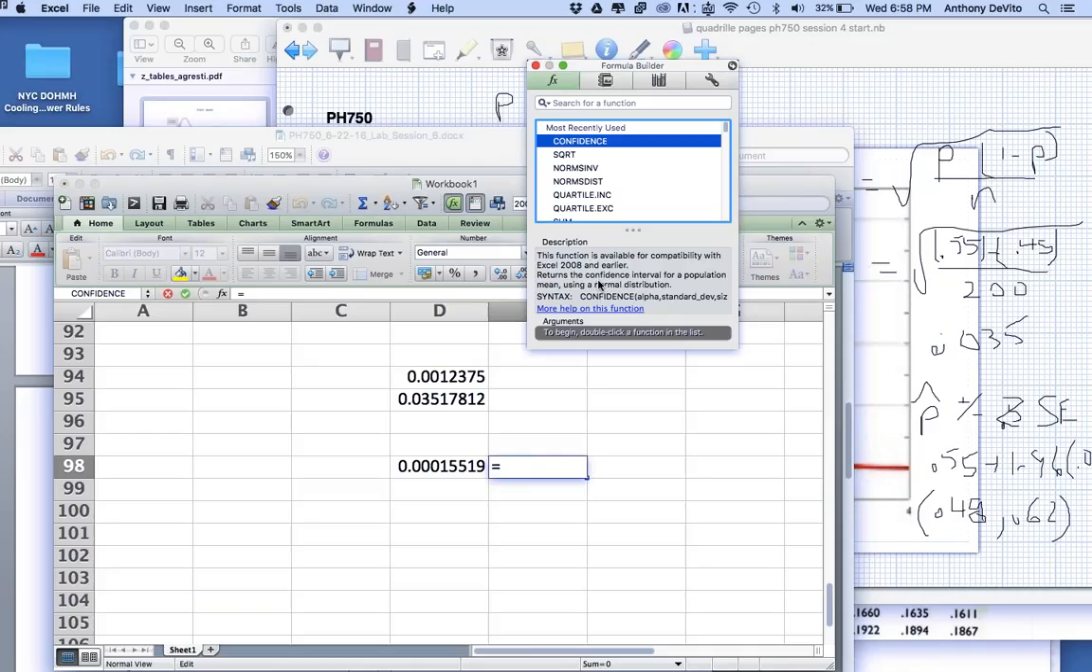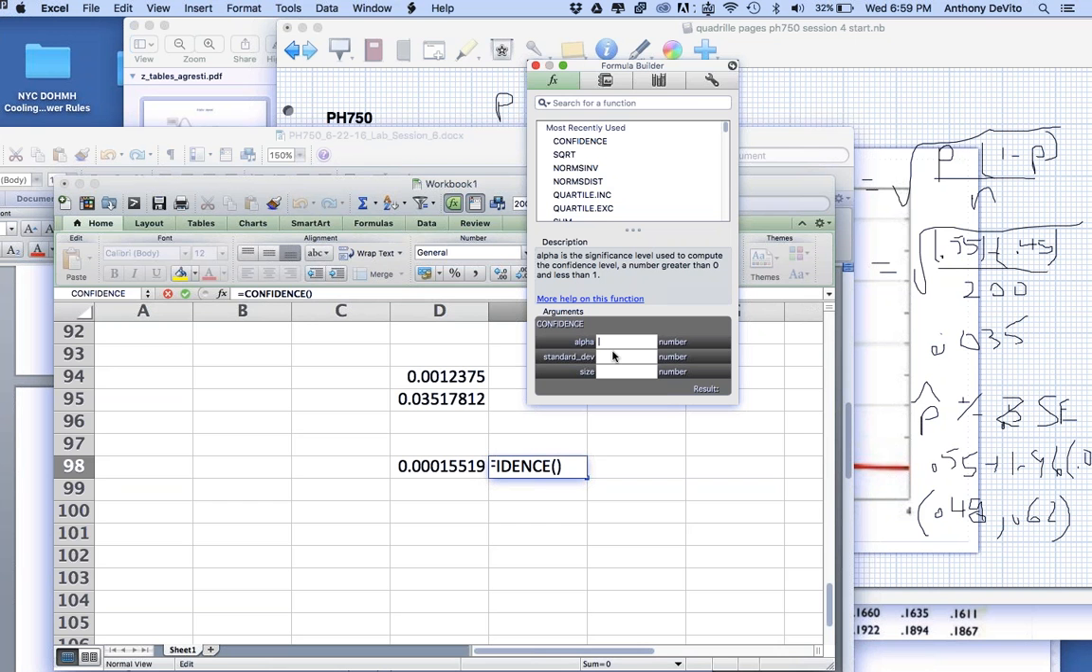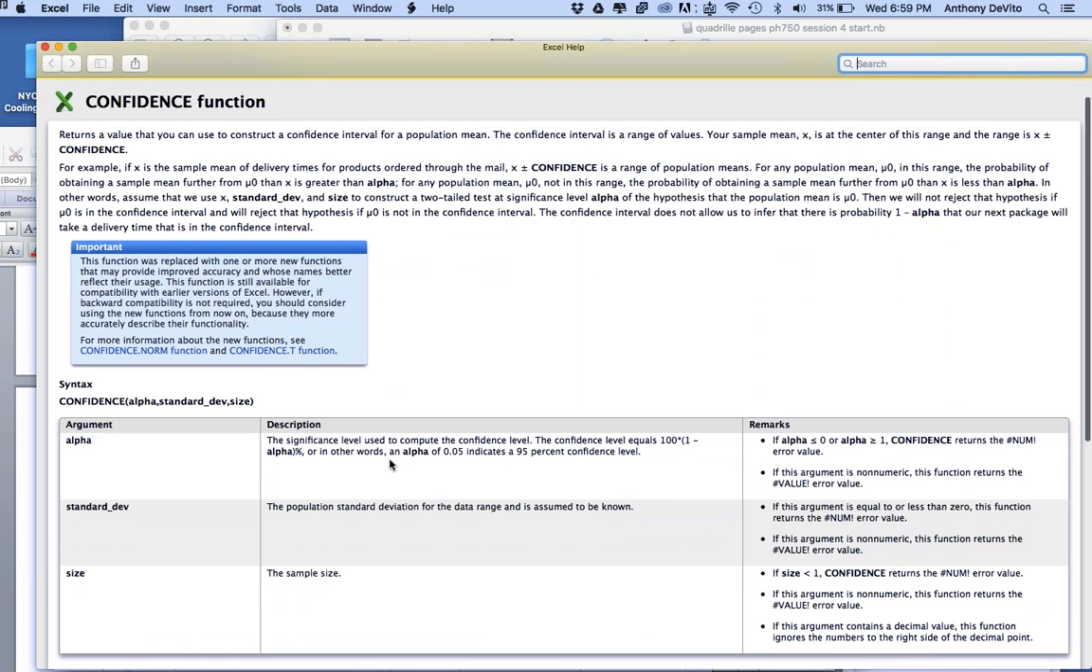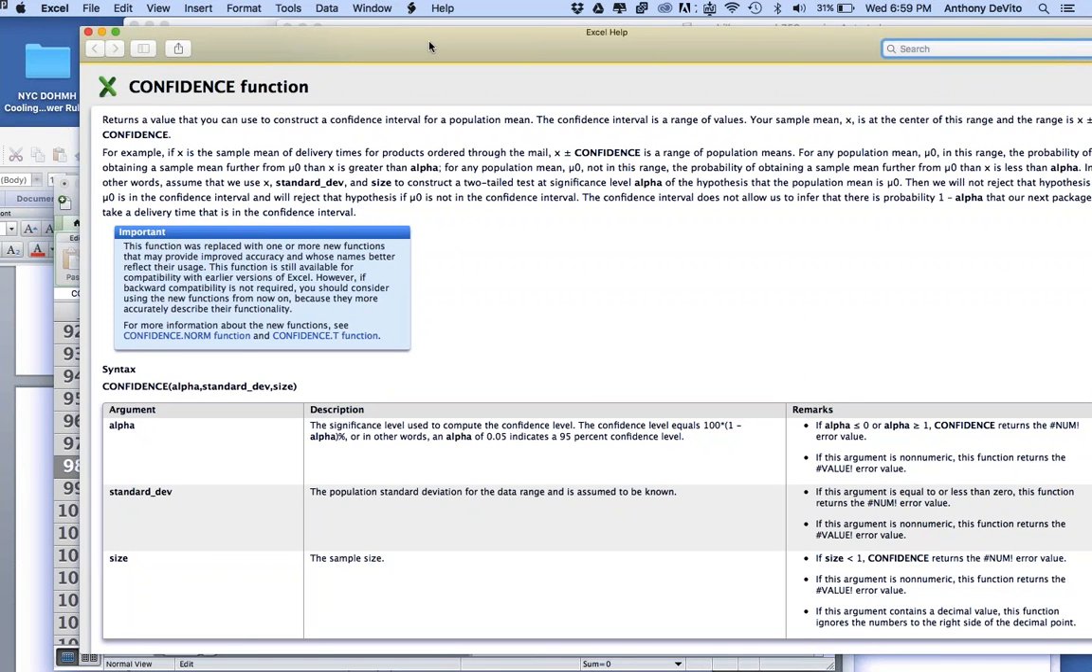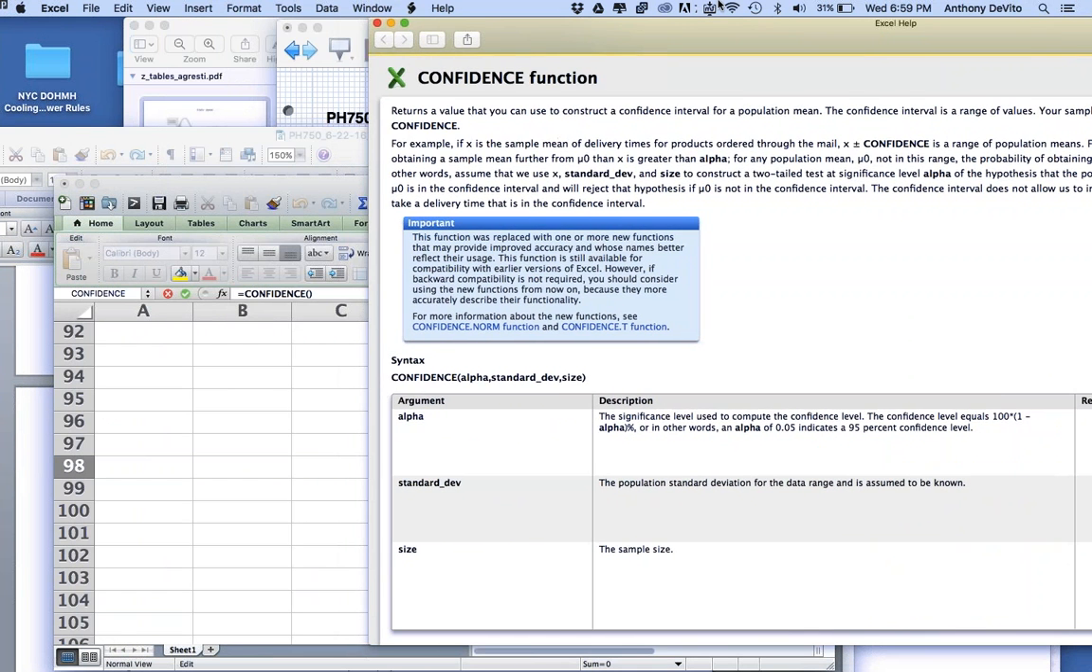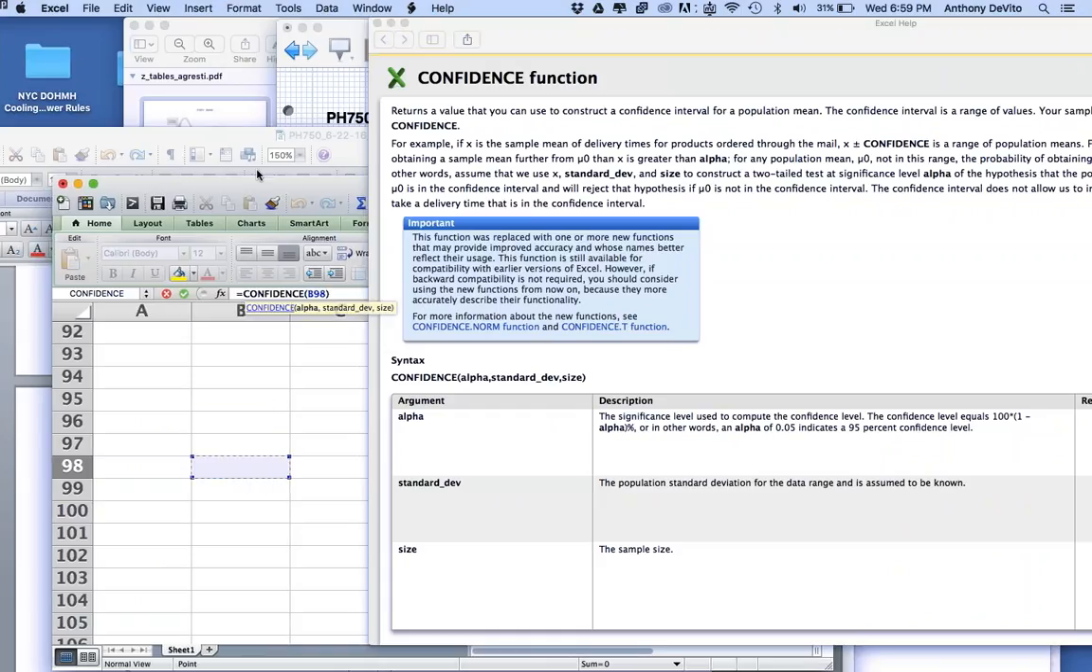Let's see. It's available with compatibility. See alpha. More help on this function. Okay, alpha is the significance level used to compute the confidence interval, equals 100 times... In other words, an alpha of 0.05 indicates a 95% confidence level. Oh, so alpha should be 0.05. Okay, 95% confidence interval. Alpha represents the probability of being wrong. So if you're 95% confident, it means you've got a 5% chance of being wrong, right? So that's the way they want you to use this function.